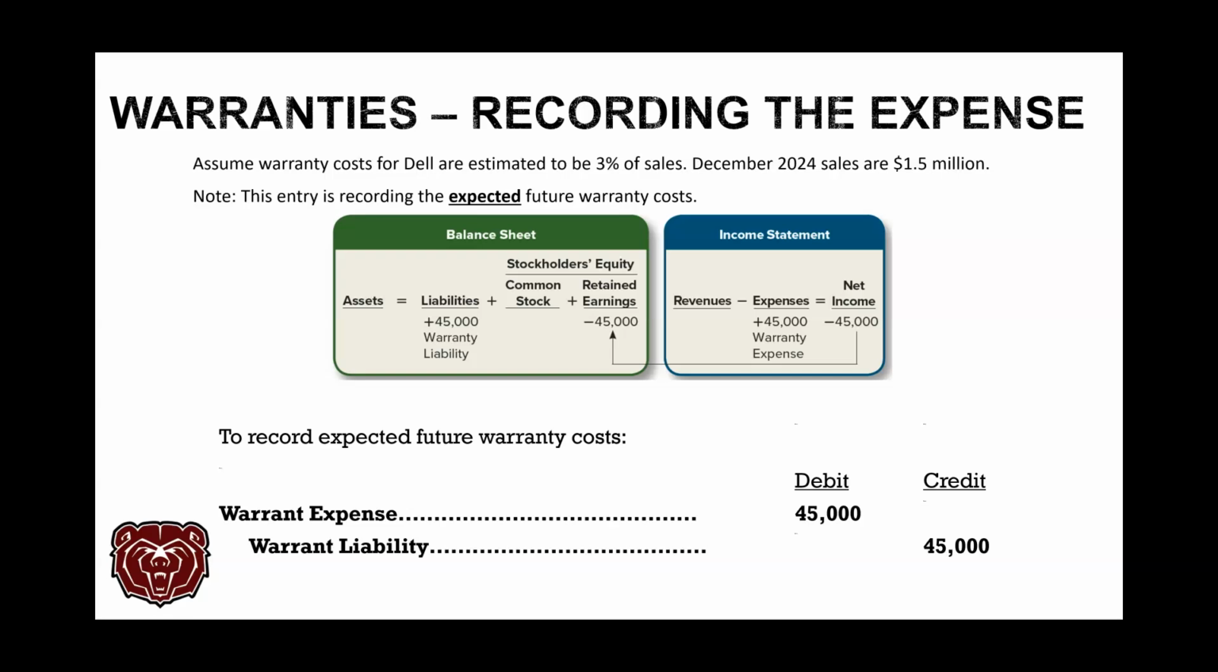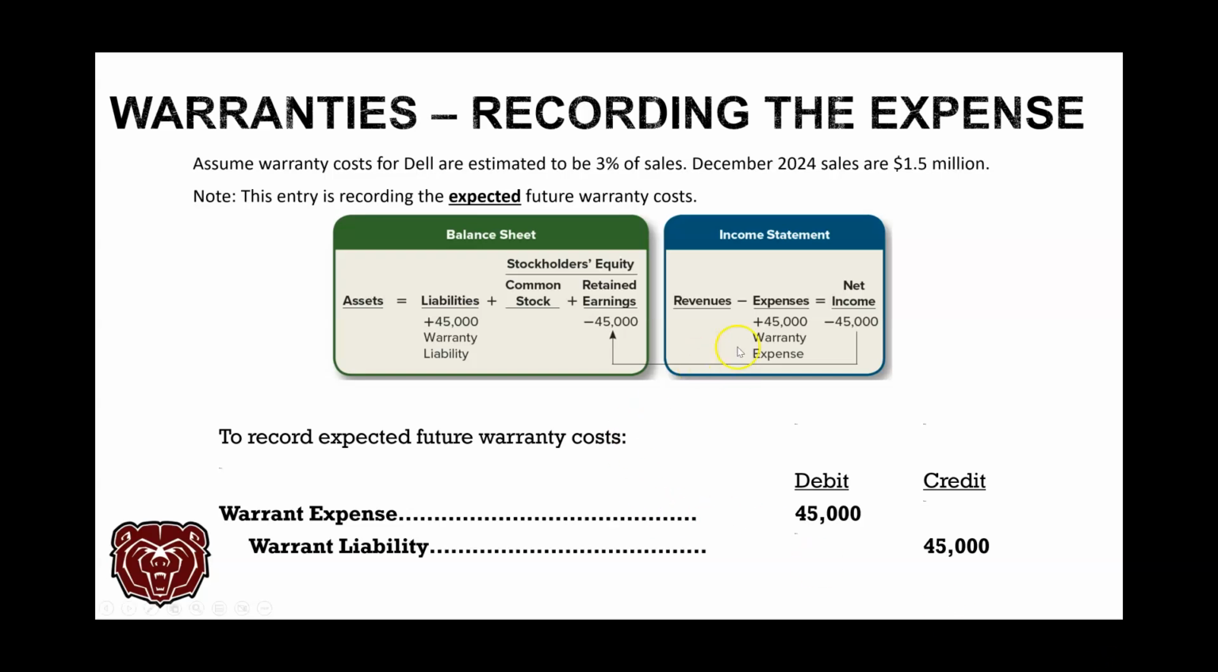Looking at this example, we're going to assume that warranty costs for Dell are estimated to be 3% of their sales. Their December 2024 sales are 1.5 million. So they're going to take that 1.5 million, multiply that times 0.03 or 3%, and then record the expected future warranty costs. That estimate, that $45,000, now becomes your expense and your liability. It's an expense because we're recognizing that there was a cost to selling these products. It's a liability because we haven't actually paid cash for these yet.